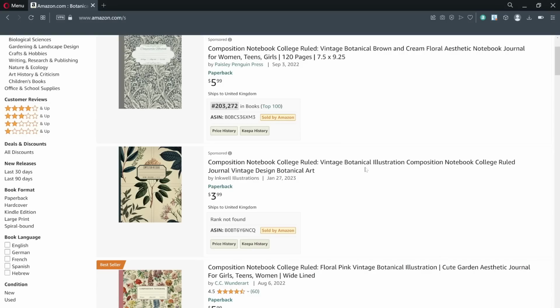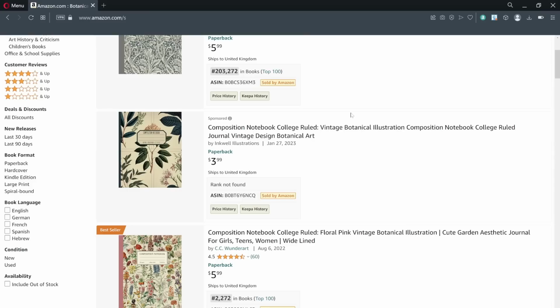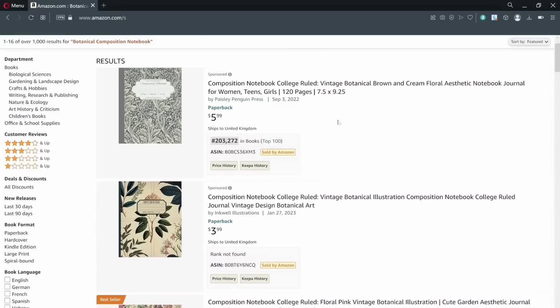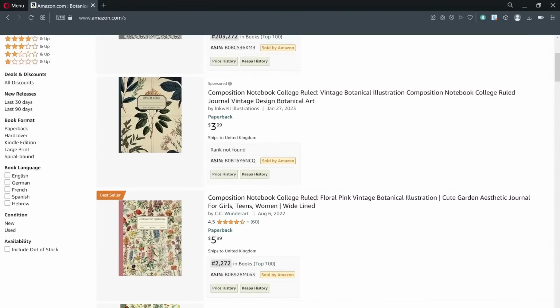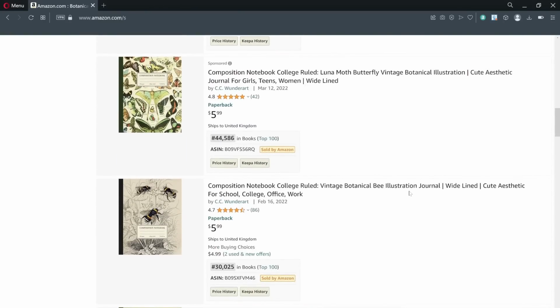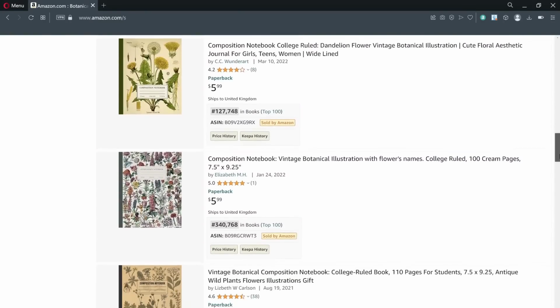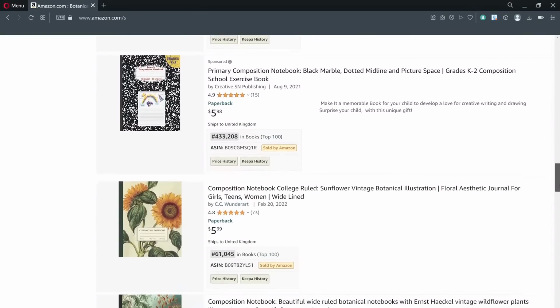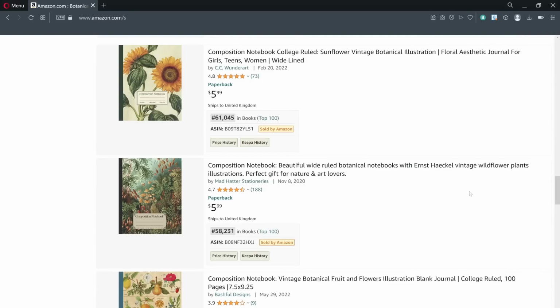Okay, so I don't have a particular set criteria when it comes to this part of the research phase, but what I like to look for when it comes to the notebooks is books that have consistently under 200,000 on the first page as their BSRs. So if we were scrolling through this one, we could see this one is 200,000, this one doesn't have a ranking, this one's 2,000, 40,000, 121,000, 300,000, 44, 30, 127, 340, 198, 433,000, 61. So I think you'd agree with me here that the majority of these books are under 200,000. In fact, most of them are under 100,000.